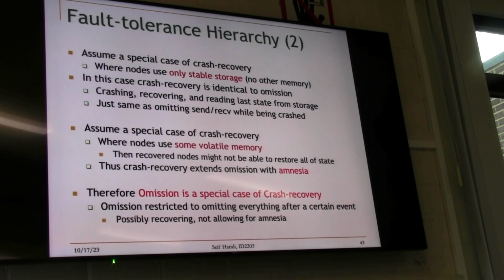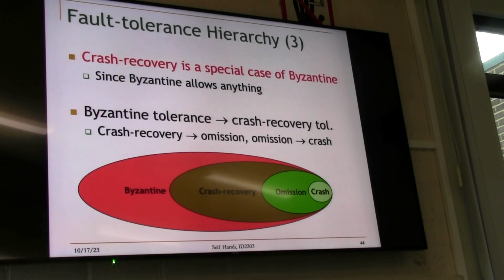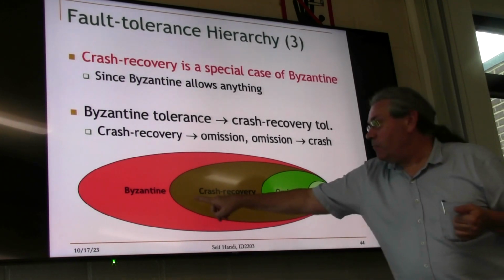Omission does not have amnesia. Okay, so this is a little bit more subtle. And the final one, of course: crash recovery is a special case of Byzantine, because everything is a special case of Byzantine.